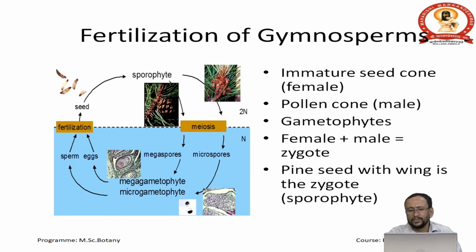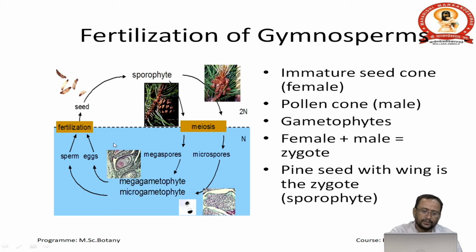Fertilization of gymnosperms. Gymnosperms are a group of plants basically bearing naked seeds, or seeds without an ovary. In this case, the immature seed cone is female. Suppose in the case of Pinus, you can see the Pinus cone, the female cone. Immature seed cone female, pollen cone male, male and female gametophyte. The female gamete, after fusion, gives rise to the zygote. The pine seed with wing is the zygote sporophyte. Pine seed.